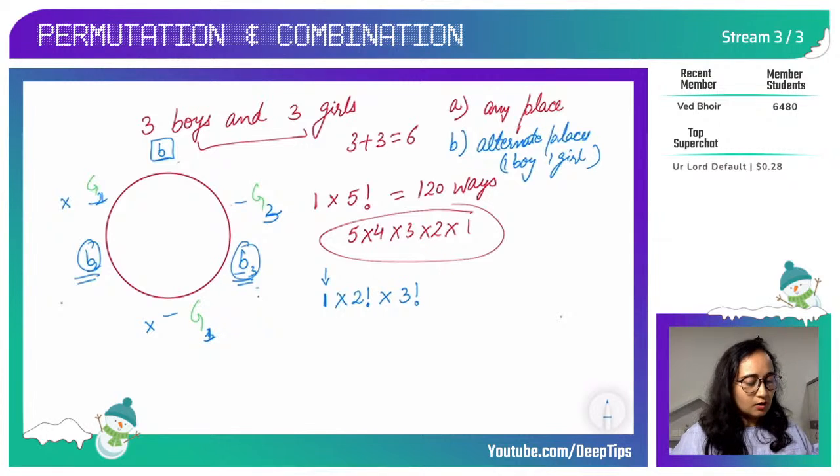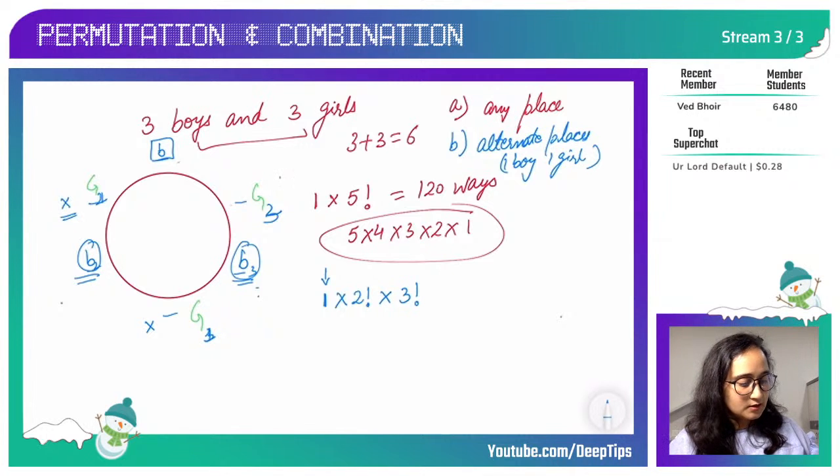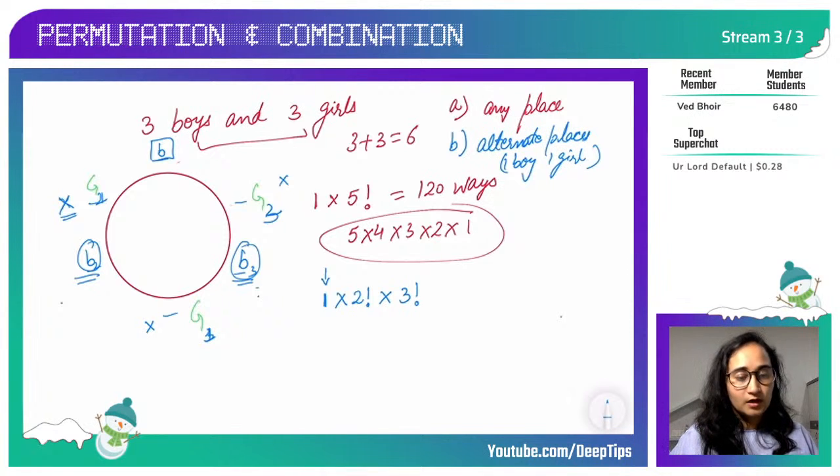Okay, so obviously they will leave these places, the girls' places, so I have put crosses here. So they have 2 factorial ways. Then the girls who come after the boys can choose from these given 3 places, G1, G2, G3, and they can arrange their places in 3 factorial ways.